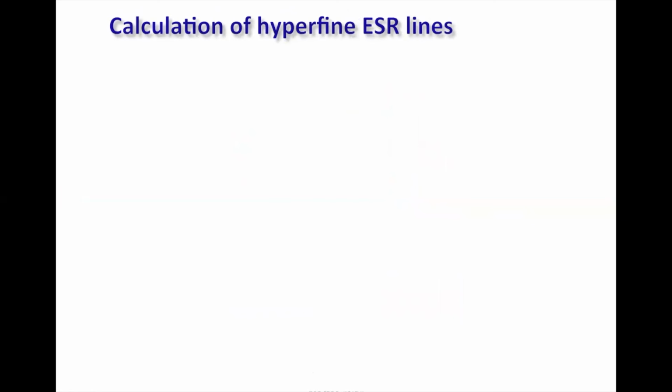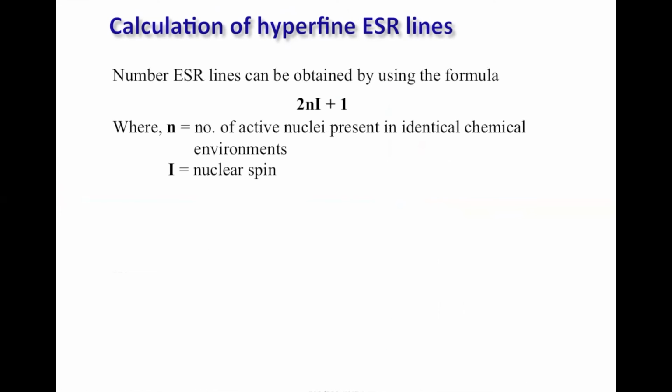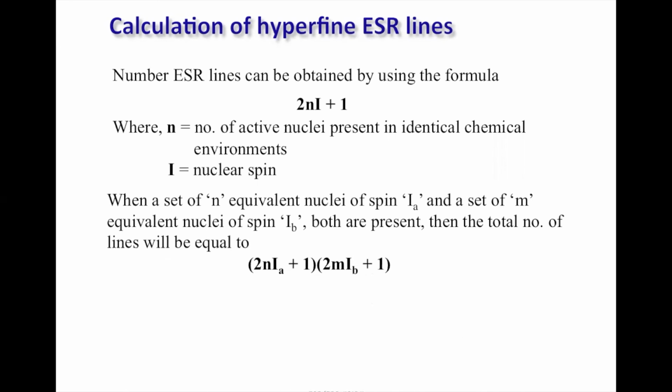Now, calculation of hyperfine ESR lines. The number of ESR lines can also be obtained by using a simple formula, that is 2nI plus 1, where n is the number of active nuclei present in identical chemical environments. That means equivalent nuclei. Then I is equal to the nuclear spin. So the formula will tell us about the number of ESR lines or hyperfine lines in a given molecule.